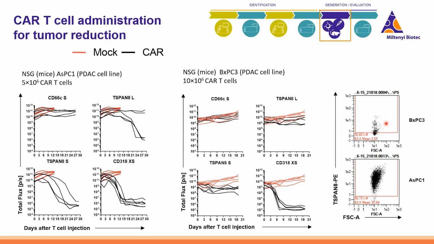Here is a flow cytometry analysis of TSPAN8 in 2 cell lines that were used in the trials. TSPAN8 shows a very low expression in the BXPC3 cell line, whereas high expression in ASPC1. And this can explain why the performance and response to this construct was quite low in the second trial. But we have no explanation for the change in the performance or response to the CD66 in the 2 trials.